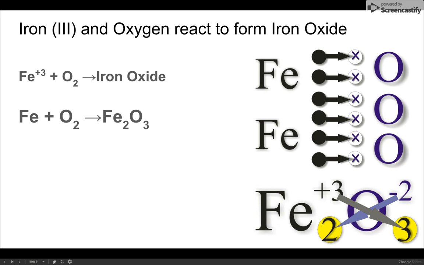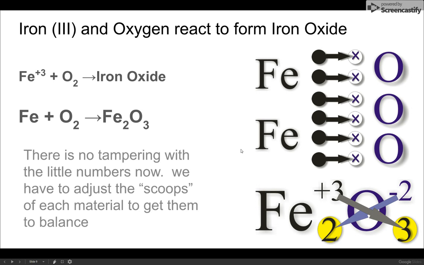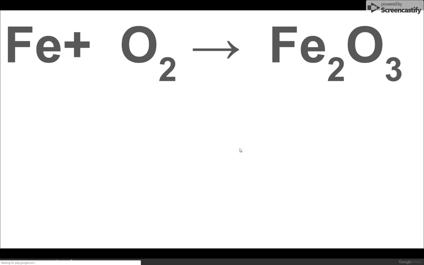The packages are sealed. You don't play with these little numbers now. This is the only way this can be assembled. But we have a parts mismatch. Now we tackle the scoops. Okay? We don't touch the little numbers anymore. You don't open the cartridge package.